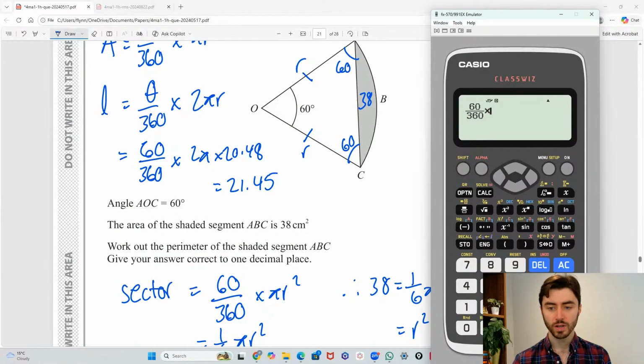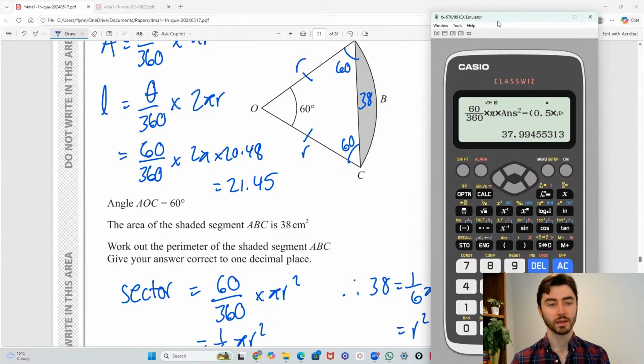So that much of pi r squared minus the area of the triangle, which would be a half a b sine 60, does give you my 38 back. So I feel good about that being my answer here.